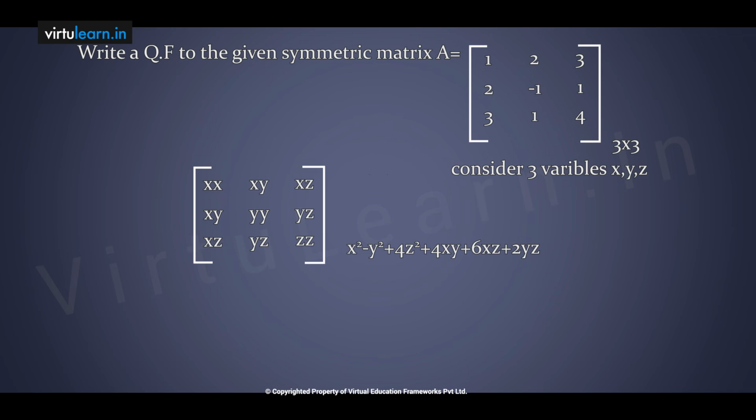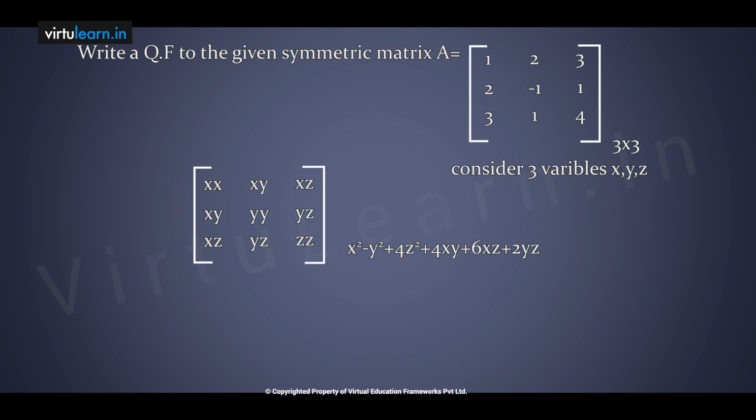Now the principal diagonal elements are 1, minus 1, 4. These are the coefficients of x square, y square and z square: x square minus y square plus 4z square. Now xy: this is xy, this is xy. If you add these two, 2xy. In the same way, here also 2 is there, here also 2 is there. You add these two elements: 4xy, I wrote here.